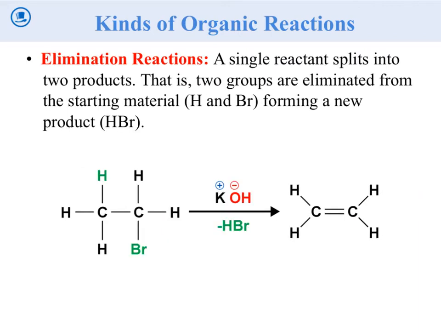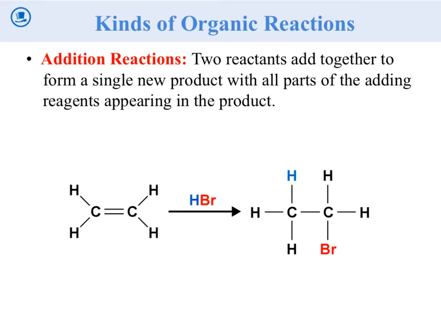An elimination reaction. You eliminate something, right? In an elimination reaction, you always make a pi bond. You eliminate two things. A single reactant splits into two products. Two groups are eliminated from a starting material, and it always makes a pi bond. That's an elimination reaction.